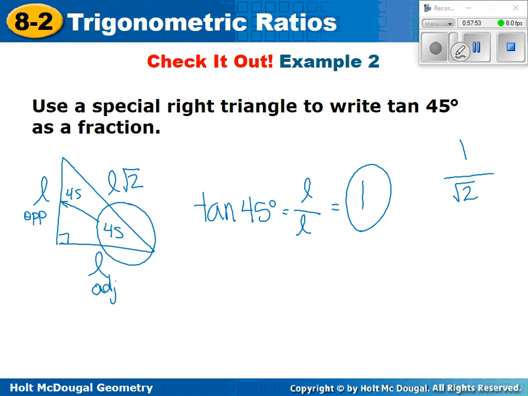Are you allowed to leave your answer as 1 over the square root of 2? No. What did we learn to do if we have a square root in the bottom? Multiply by the square root of 2 over the square root of 2. So what does this become? One times square root of 2 is just square root of 2. What's the square root of 2 times the square root of 2? Square root of 4, which is 2. Okay, do not leave a square root in the bottom.